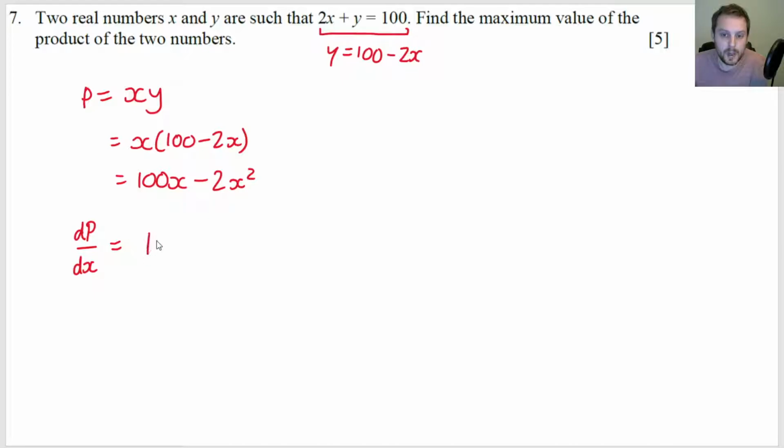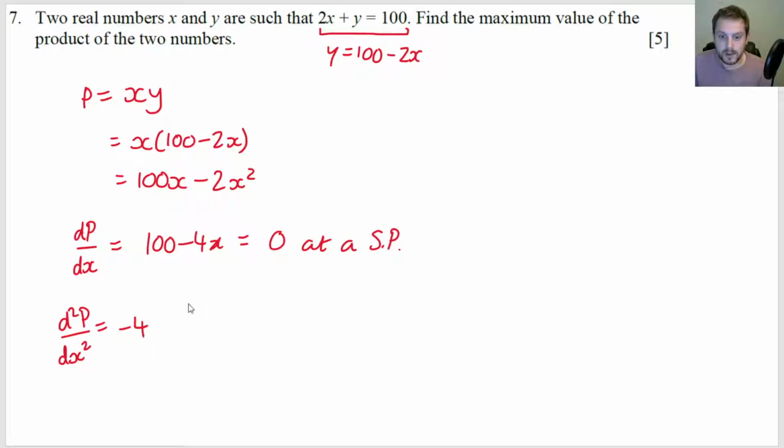So dP by dx will be 100 minus 4x, and that'll be 0 at a stationary point. There will be a tiny bit of work to do to show it's a maximum, remember. We don't get that it's a maximum straight away. We have to do the second derivative and show that that is going to be negative. Well, we could do that straight away, actually. Look what happens. It doesn't even matter what x is. The second derivative is minus 4, no matter what. Now, since that's less than 0, it's going to be a maximum.